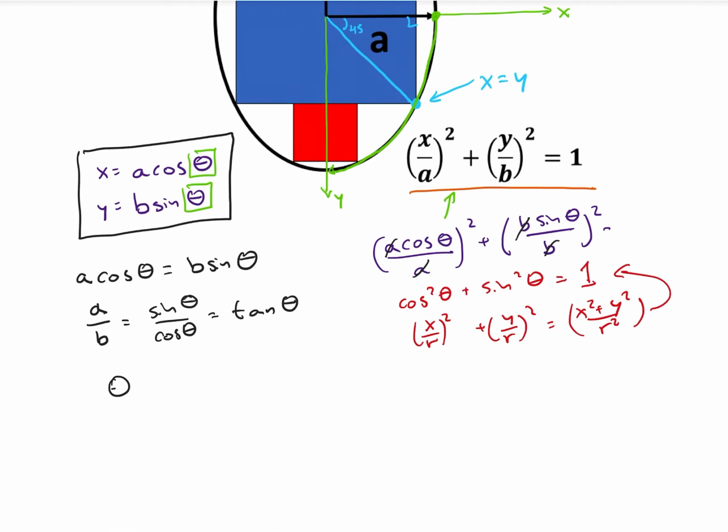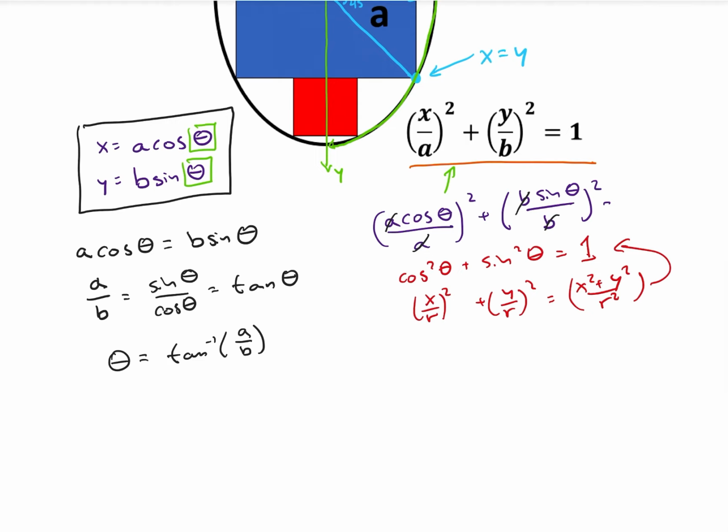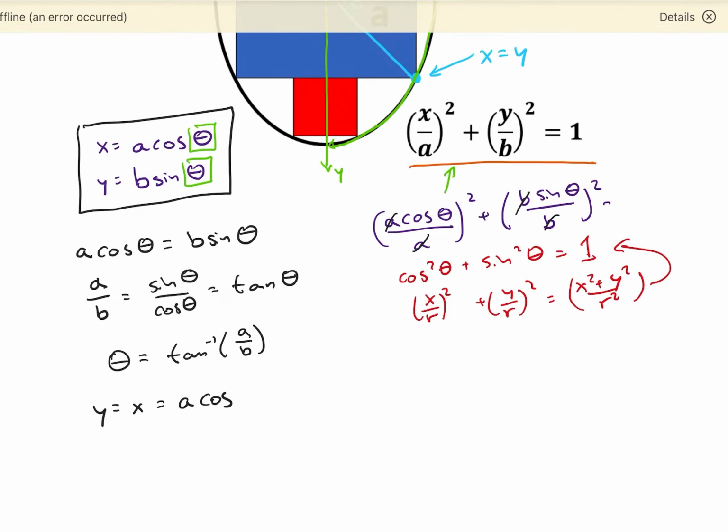Okay, so theta is going to be equal to arctan of a over b. Now how do I get my x and y values? My x and y values, I already said they're going to be the same. So y is going to be equal to x, which is then going to be a cosine of tangent inverse of a over b. And we're probably thinking, oh, we need to break out a calculator, but we can't because it's variable, so we're stuck. But we're actually not.